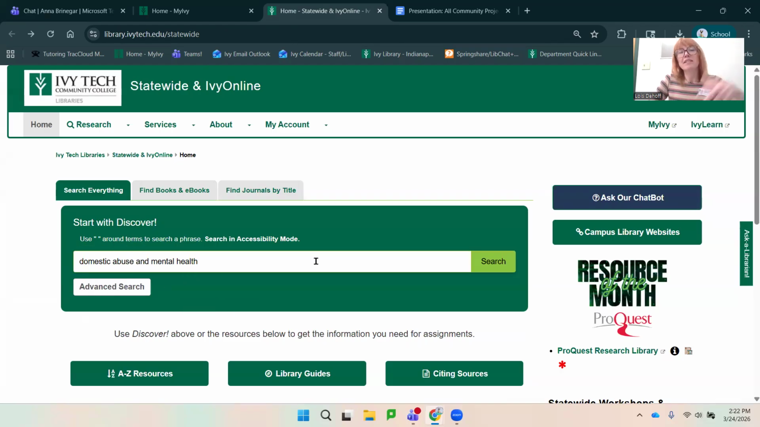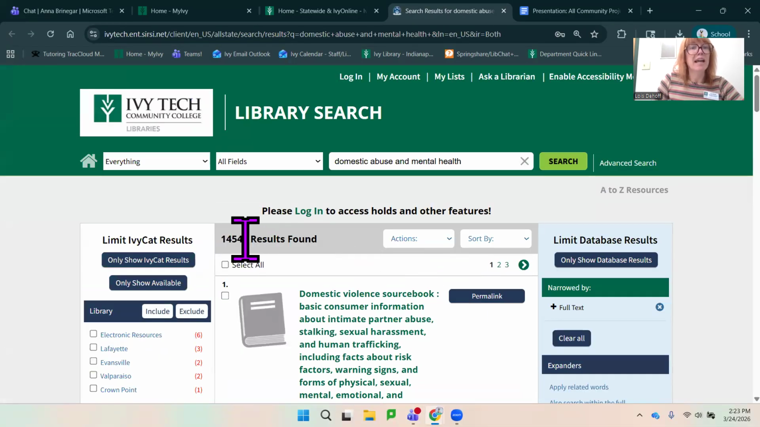And when I say that, this is telling the computer to look at domestic, abuse, mental, and health. When it sees this word "and" between them, this is a command that I am giving the computer, saying, hey, I want resources that only contain these words, and they all have to be there. Okay, I want domestic and abuse and mental and health, all in every single resource that I receive. So when I type it in intentionally like that, and then I click search, you see I get about 14,000 results.